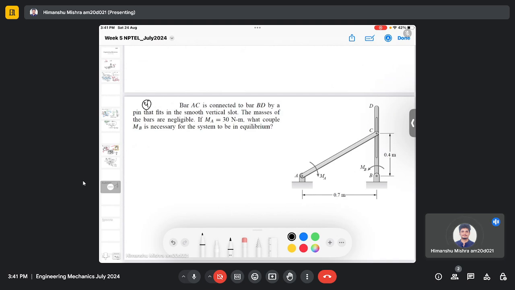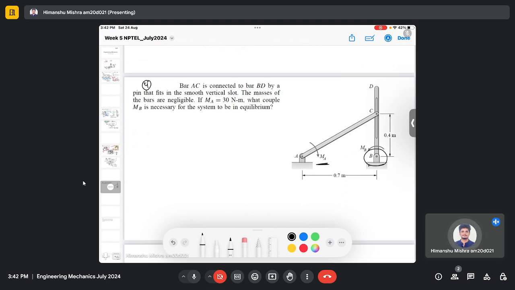So here we are given the bar AC, which is connected to bar BD by a pin that fits in the smooth vertical slot. The masses of the bars are negligible. If the moment at A is 30 Newton meter, what is the moment at B which is necessary for the system to be in equilibrium? So we have the moment at point A, and we need to find the couple or the moment at point B, right?